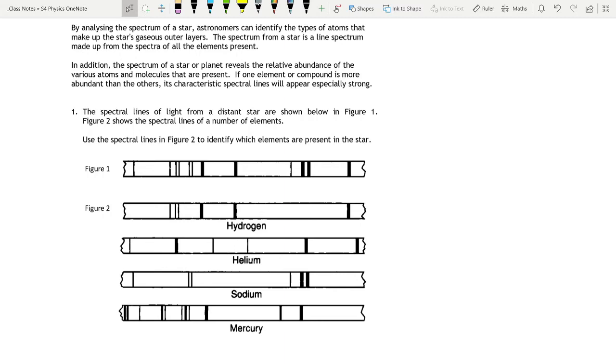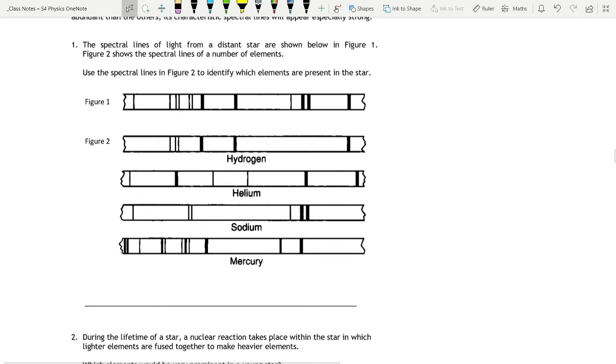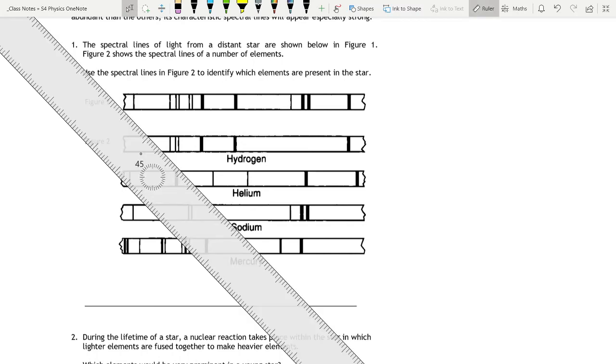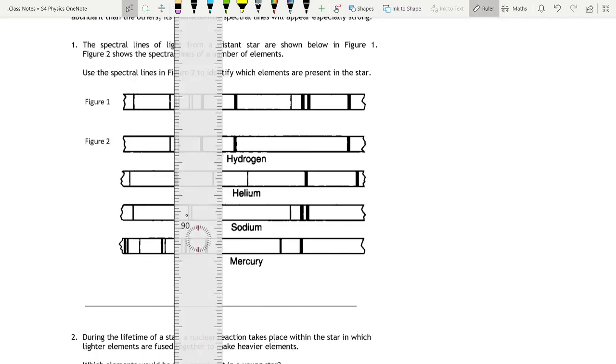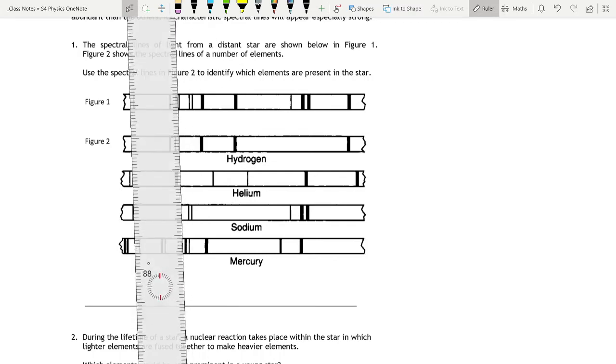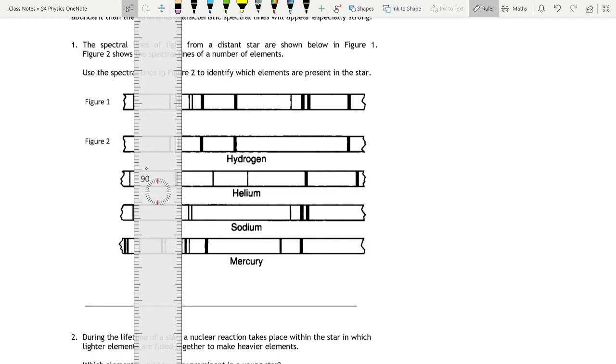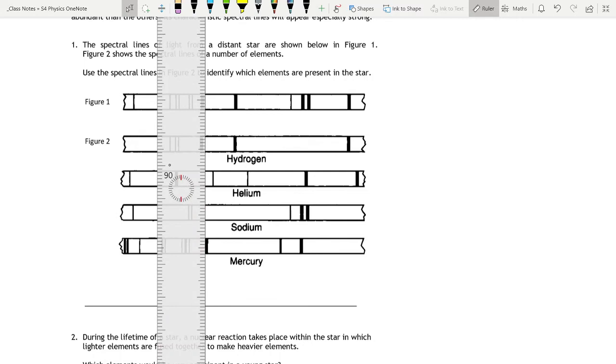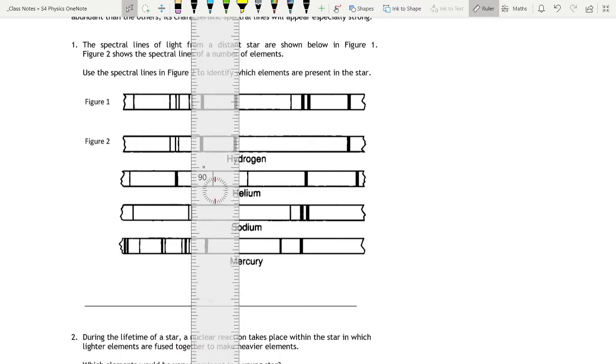Right, so the spectral lines of light from a distant star are shown below in figure 1. Figure 2 shows the spectral lines of a number of elements that have just been studied. Use the spectral lines in figure 2 to identify which elements are present in the star. Now the best way to do this is you get yourself a ruler and you go to each element and ask, is this in my given spectrum? So we look at hydrogen first of all, right?